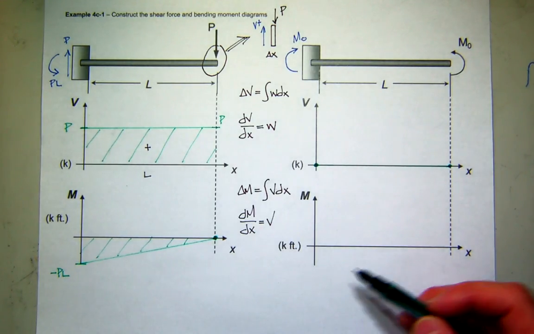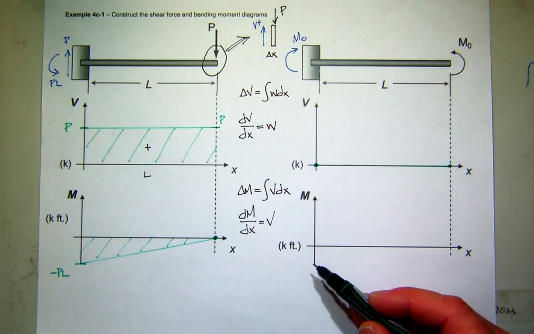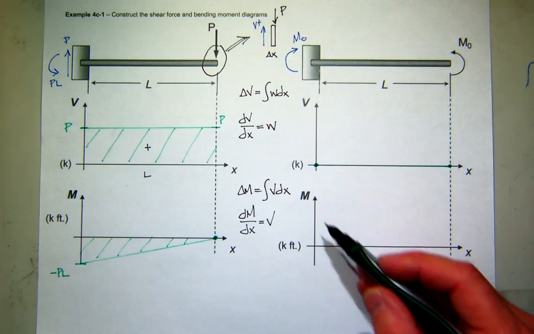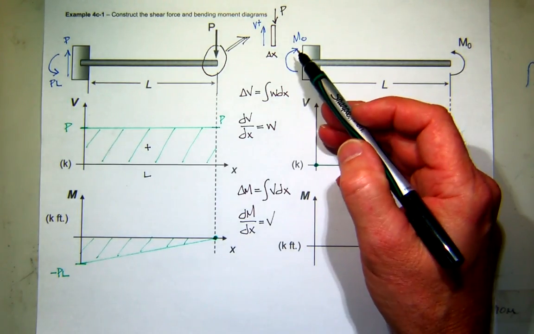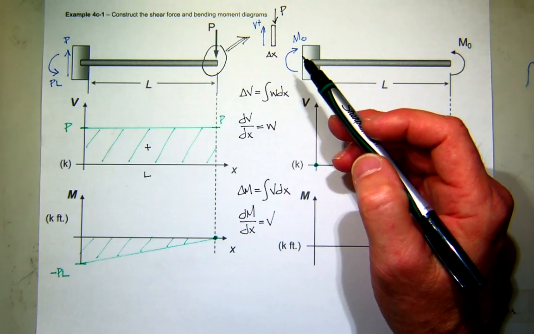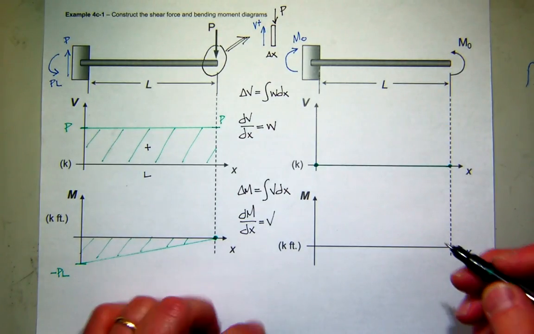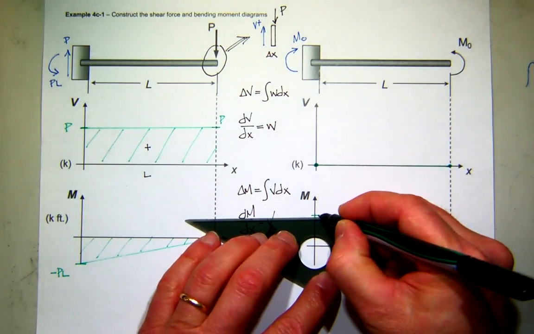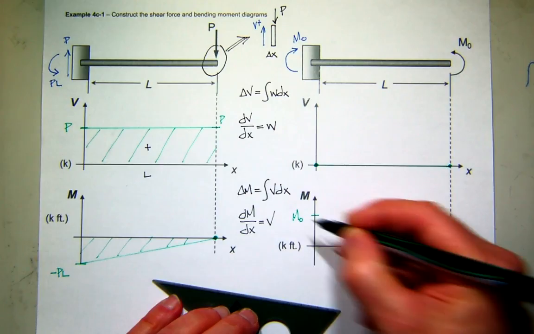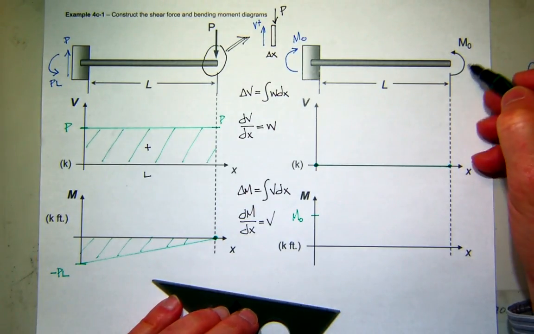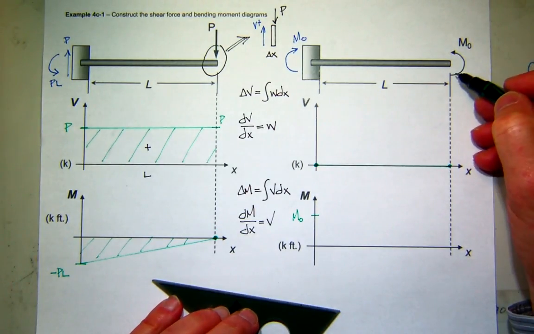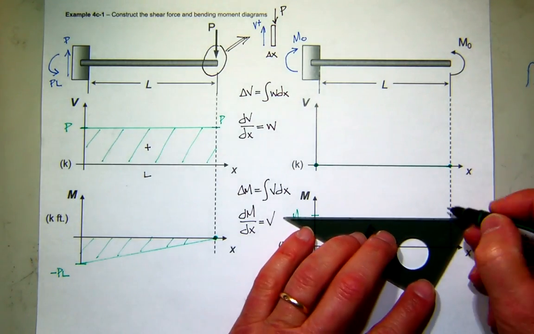So let's go to the moment diagram. Do we know the moment on the left-hand edge? Yeah, it is M naught. Is that positive or negative bending moment? That is positive. Do we know the moment on the right-hand edge? Yep. Is that positive or negative bending moment? Positive.